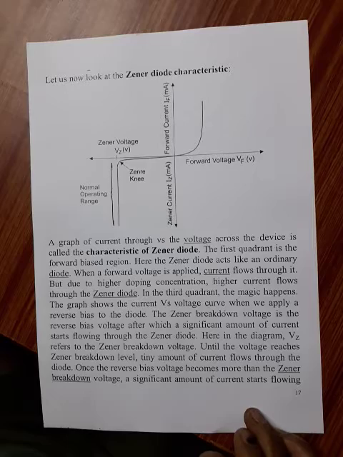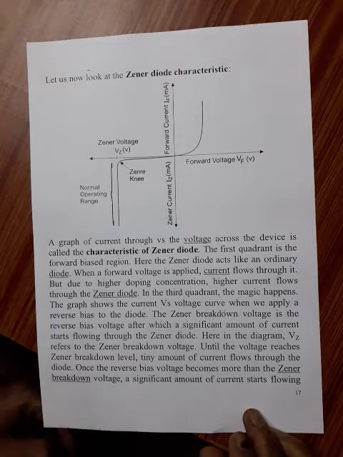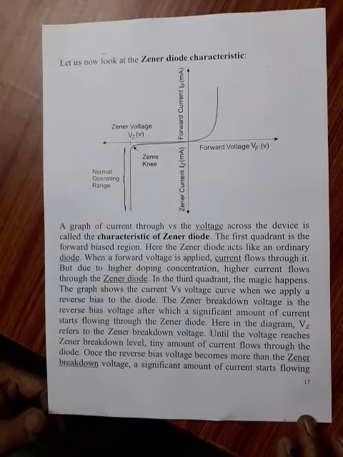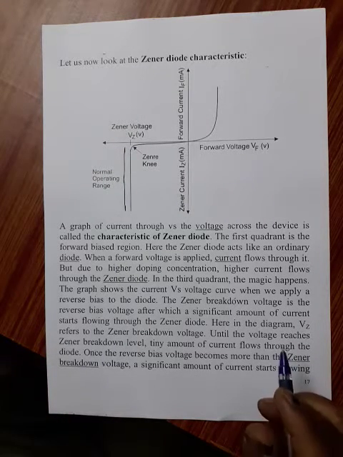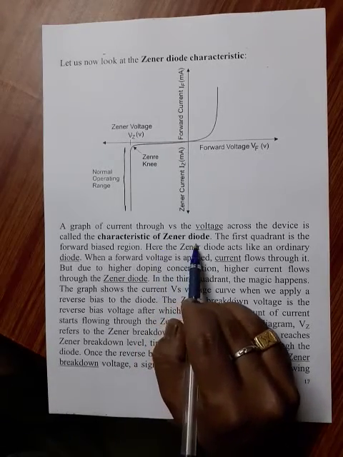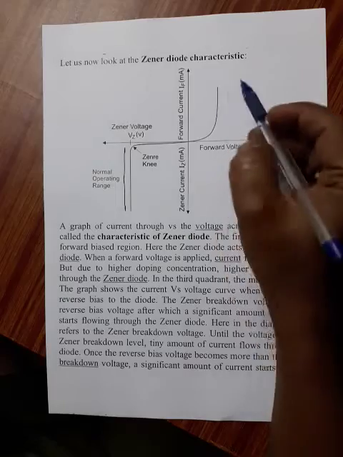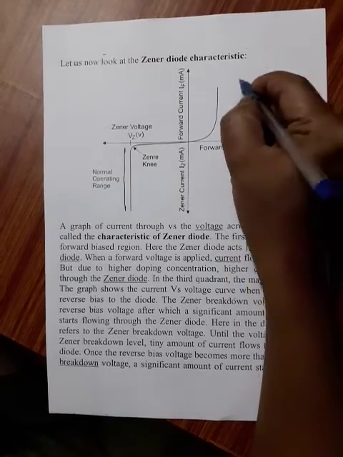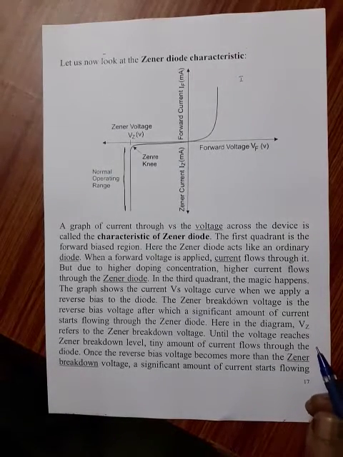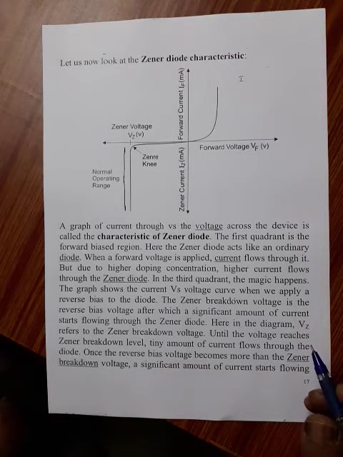Now this is the characteristics of a zener diode. A graph of current versus the voltage across the device is called the characteristics of a zener diode. The first quadrant is the forward biased region. Here the zener diode acts like an ordinary diode.